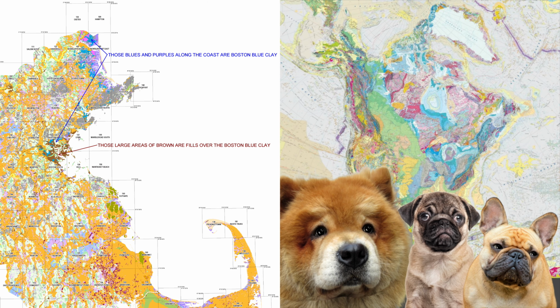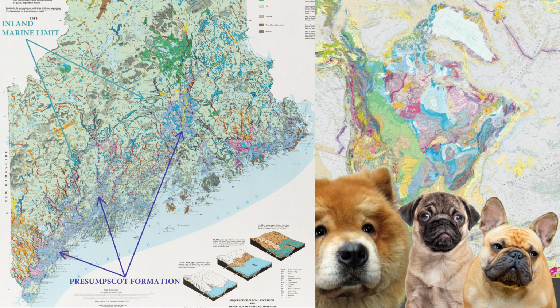Surficial geology map of eastern Massachusetts. Those blues along the coast are Boston Blue Clay. The purples are swamps underlain by the clay. The large brown areas in Boston are fills built onto the Boston Blue Clay. The blue clay continues offshore. And the Maine surficial geology map. Maine shows the same mud formation as purplish along the coast and up the river valleys. One other thing, see that blue line on the Maine surficial map? That's the inland marine limit.